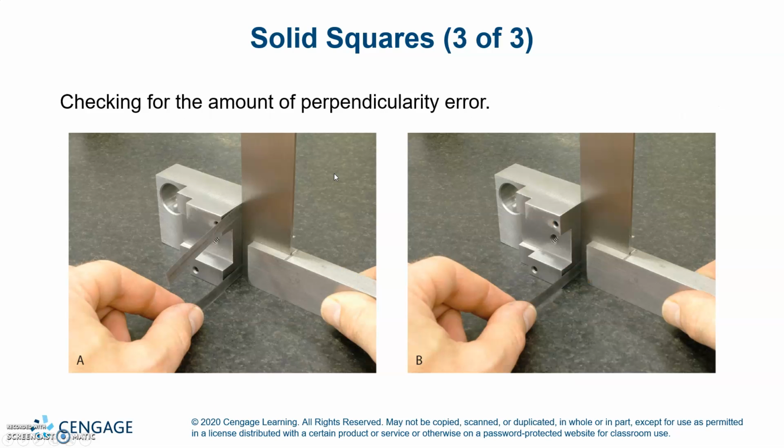Checking the amount of perpendicularity error. You can see how he's got it up against it, and there are shims going in on top, but it won't go in on the bottom.